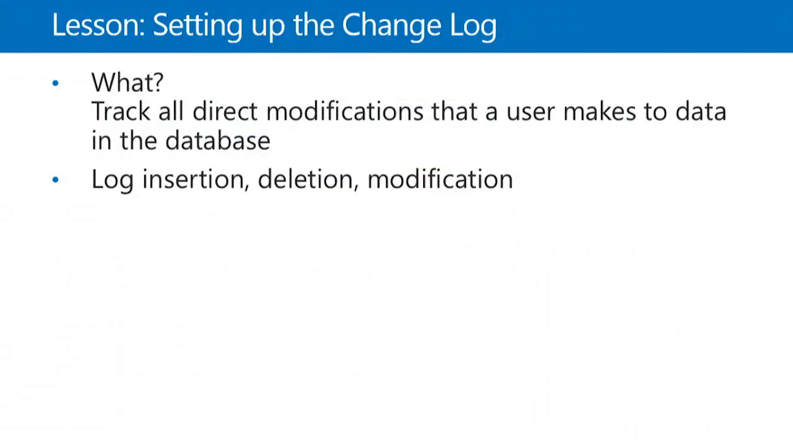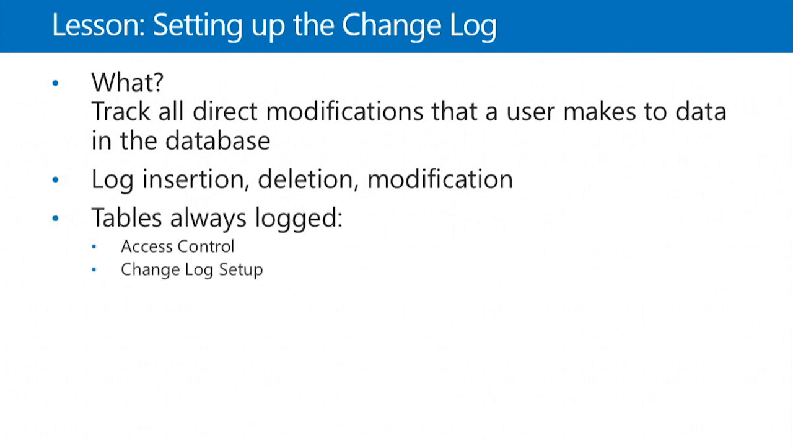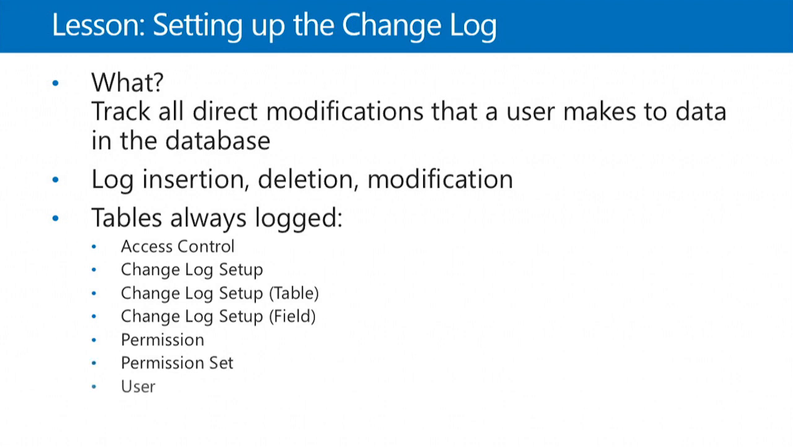Let's go back to the slide, because there are a couple of tables that are always logged. You see, so let me show you the list. So here you can see these are the tables that are always logged. So even if you don't activate a changelog, these tables are always logged in the system. So the access control, the changelog setup itself, permissions, permission sets, and so on. And so this is the list of tables that the system will always log, even without activating or enabling the changelog.